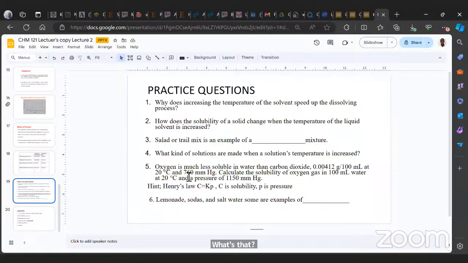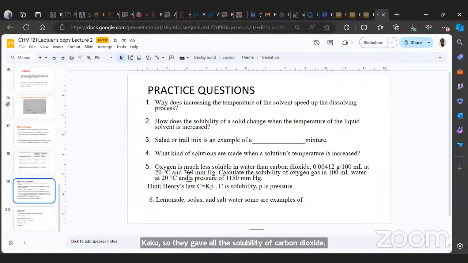The solubility of oxygen is given as 0.00412 gram per 100 ml at 20 degrees Celsius at 760 millimeters mercury. Calculate the solubility of oxygen gas in 100 ml of water at 20 degrees Celsius and at a pressure of 115 millimeters mercury. Now the Henry's law that relates solubility and pressure is given as this.